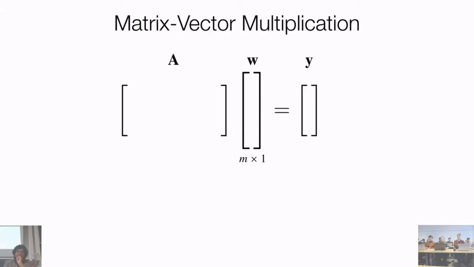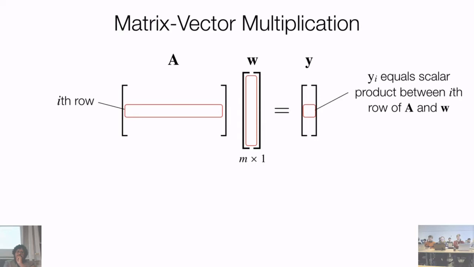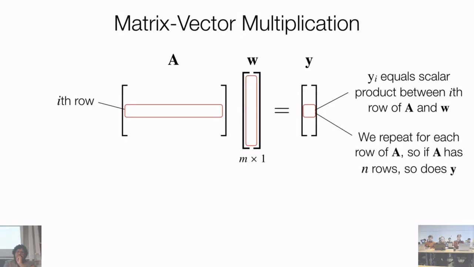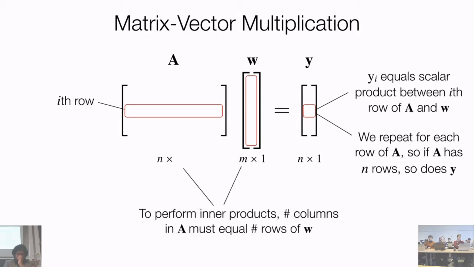More formally, matrix vector multiplication can be defined as follows. We start with a matrix A, and we want to multiply it by a vector W, and we get a result Y, which is also a vector. So how does this work? Consider the ith row of A, as well as the vector W. Then we can define Yi, the output, as the scalar product between the ith row of A and the vector W. Moreover, we'll perform this operation for each row of A. So if A has n rows, then Y is an n by 1 vector. Additionally, to perform a scalar product, remember that the two vectors have to have the same dimension. So the number of columns of A must equal the number of rows of W.